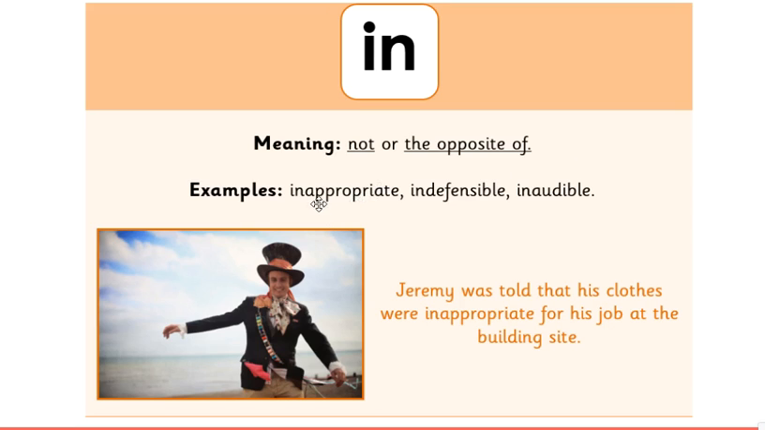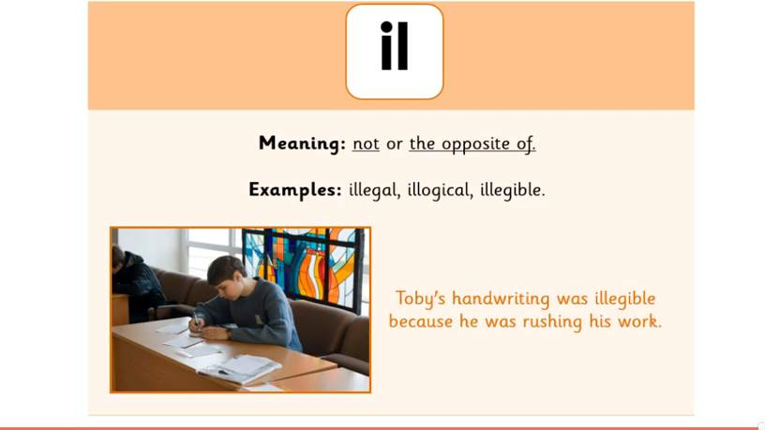For example, here we've got appropriate. If something is appropriate, that means it's okay for the situation. If we want to say that it's not really appropriate for the situation, we would add in at the beginning, so it becomes inappropriate. Here we've got Jeremy. Jeremy was told that his clothes were inappropriate for his job at the building site because he's wearing this silly hat and not wearing safe clothing and a hard hat. If he was wearing a hard hat, he would be wearing appropriate clothing. But this outfit is very inappropriate for a building site.